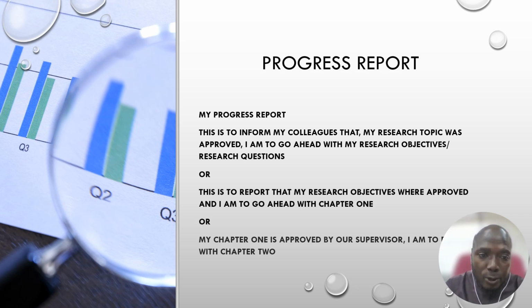Or you can write, my chapter 1 is approved by our supervisor. I am to continue or to proceed with chapter 2. So all these are examples of how you will be writing your progress report. Maybe you have written that this is to report that my research objectives were approved and I'm to go ahead with chapter 1.